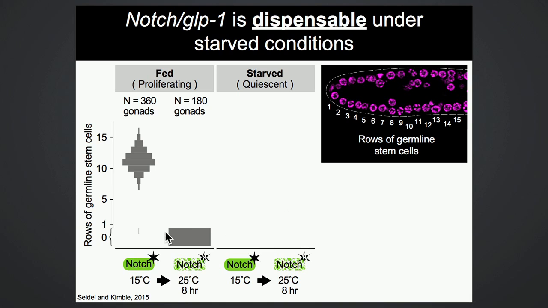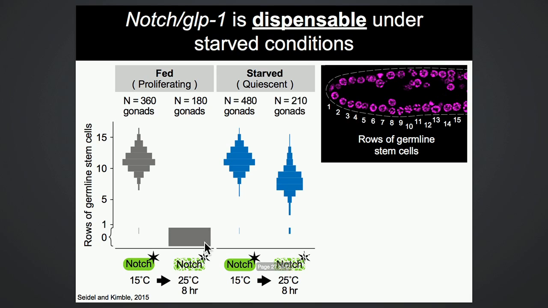So for fed animals at 15 degrees, we see those animals have around 10 to 13 or so rows of germline stem cells, but when we shift them to 25 degrees, all of those stem cells are lost, and so this population drops to the 0 category. When we repeat this same experiment in starved animals, we see a different outcome. Here we see that even at the restrictive temperature of 25 degrees, those cells are maintained in what looks like a mitotic cycling state. So the comparison here is these two categories of data.